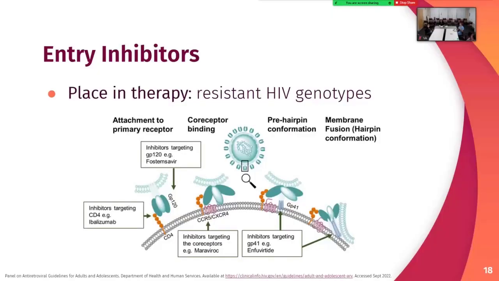And then lastly, we have our entry inhibitors. This is going to be maraviroc, enfuvirtide, fostemsavir, and our monoclonal antibody ipilimumab. Its place in therapy is really just for resistant HIV genotypes, so you won't see these as commonly, but I just wanted to point it out just in case you do see them.